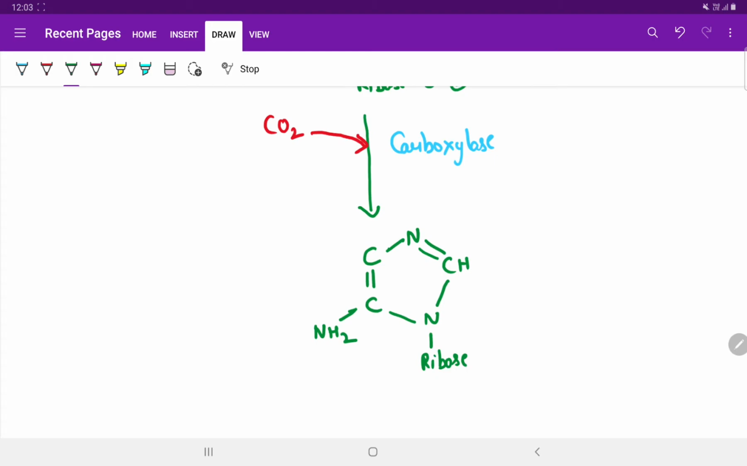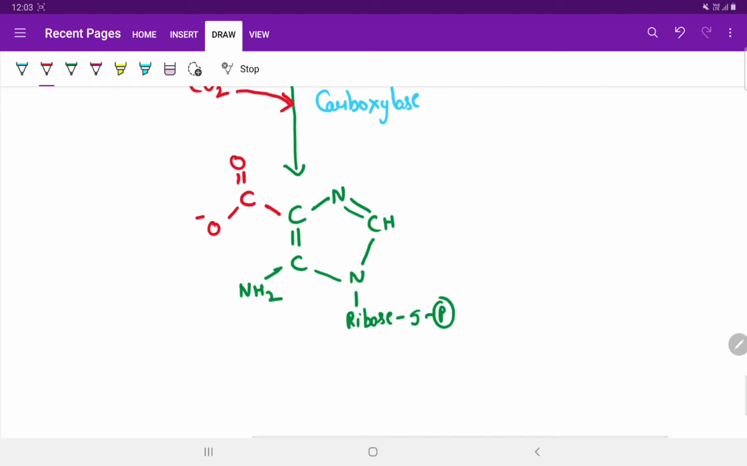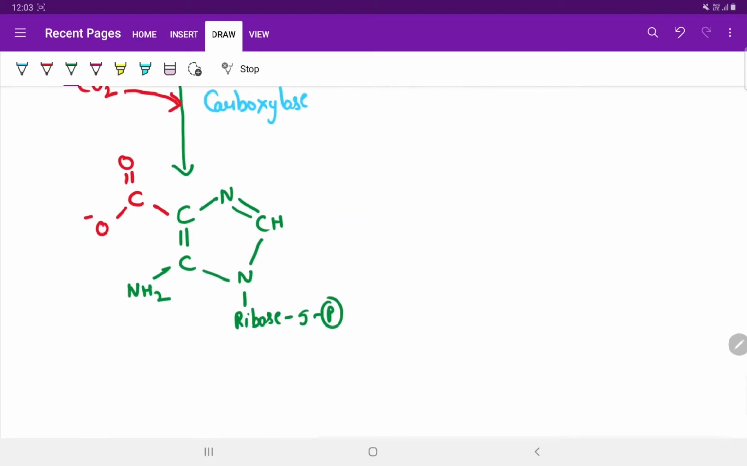And here is the ribose 5-phosphate. So a carbon moiety will be added here. Here is the site of addition of a carbon dioxide. So this is the formation of a carboxylate known as 5-aminoimidazole carboxylate ribosyl 5-phosphate.